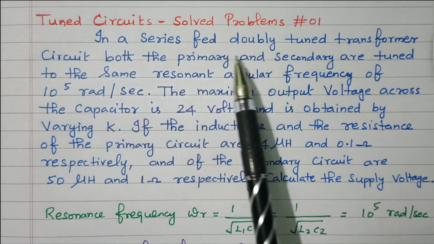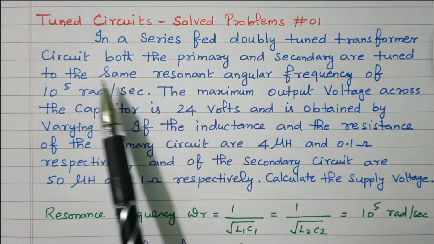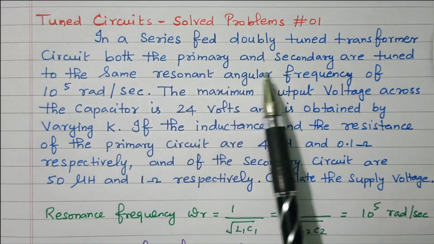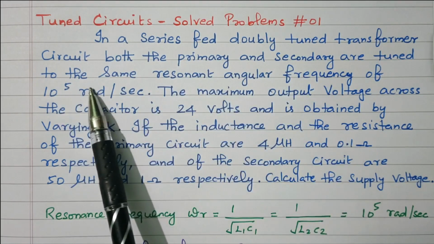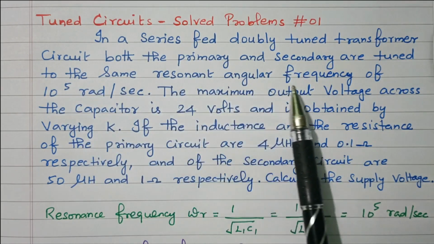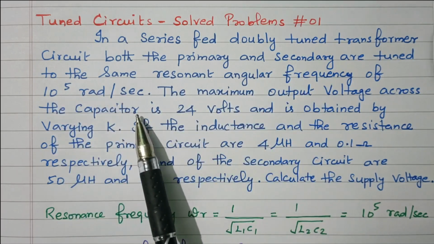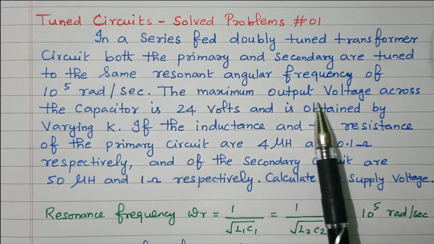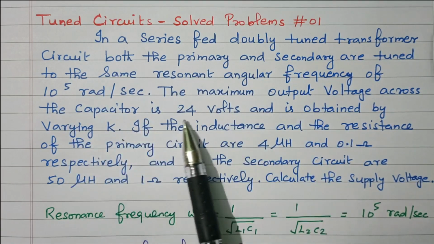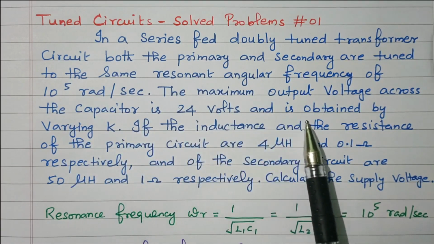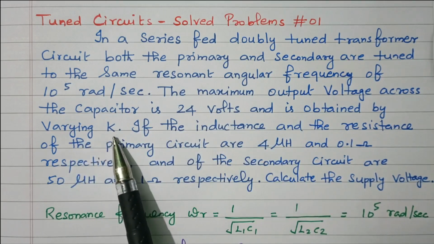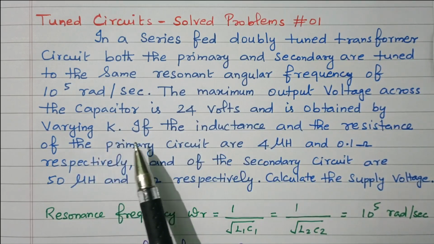In a series fed doubly tuned transformer circuit, both the primary and secondary are tuned to the same resonant angular frequency of 10 to the power 5 radian per second. The maximum output voltage across the capacitor is 24 volts and is obtained by varying K. K is nothing but the coupling coefficient.